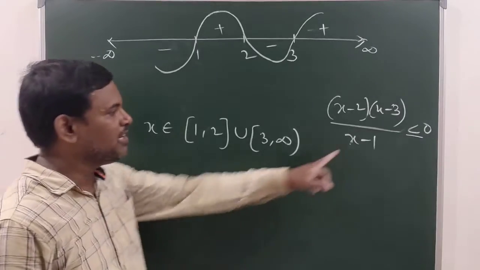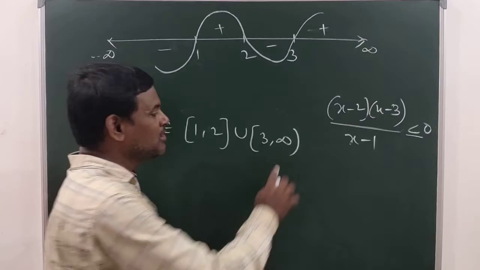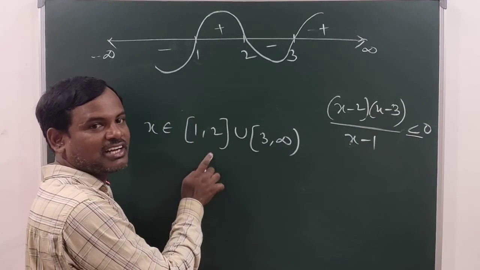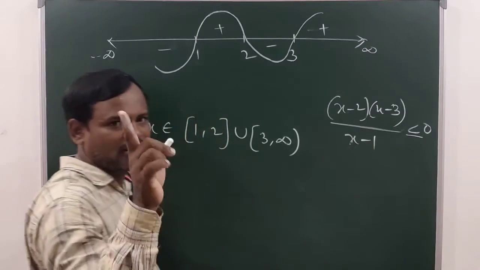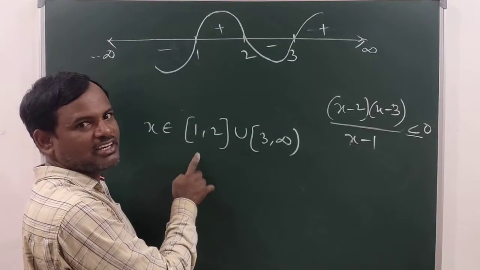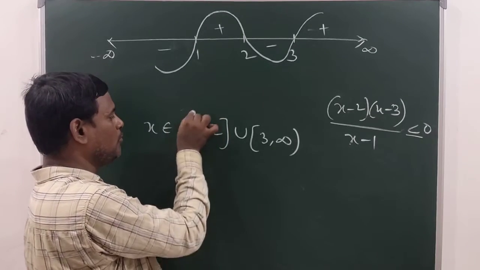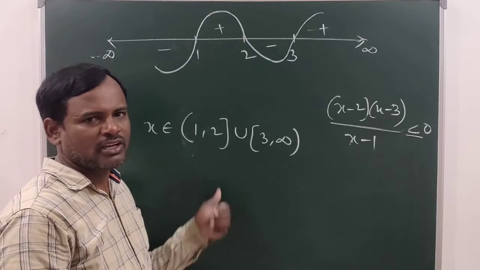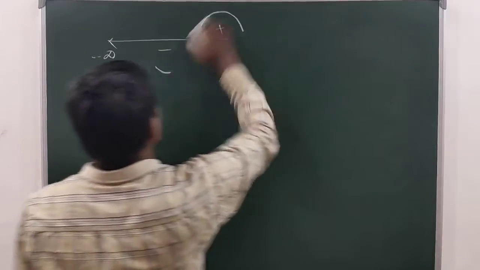And whenever it has a greater than or equal to symbol or a less than or equal to symbol, after writing the solution set, check whether it contains the critical values of the denominator or not. What is the critical value of the denominator? 1 is there, so this is not the right solution. So it has to be removed. How do you remove it? By writing an open interval. Okay, right. Now let us go to one more application.